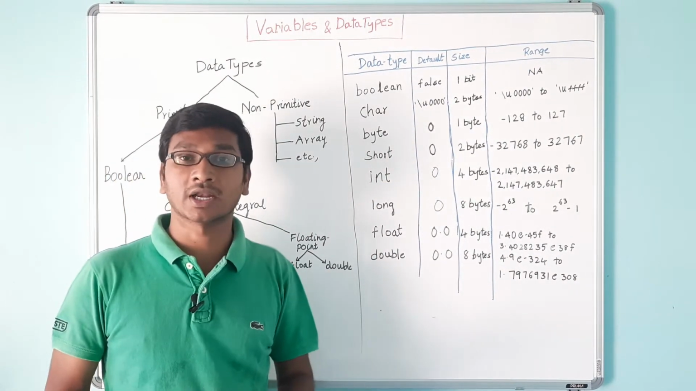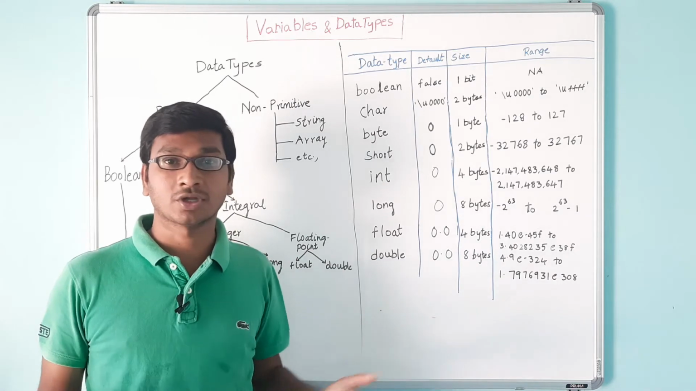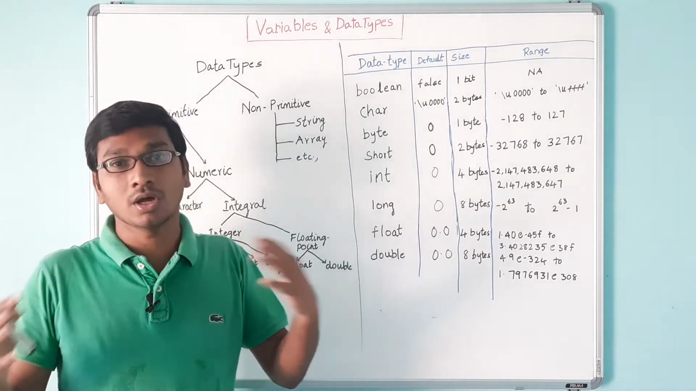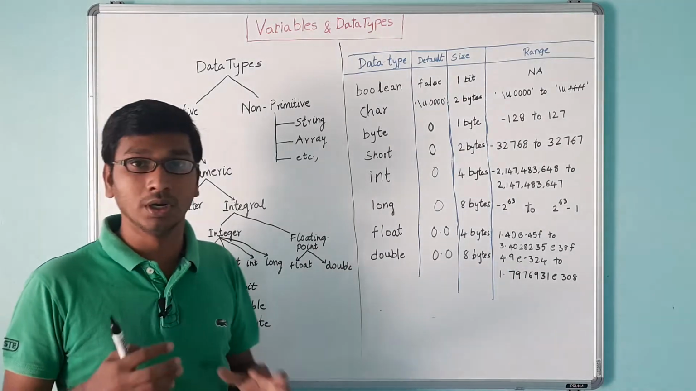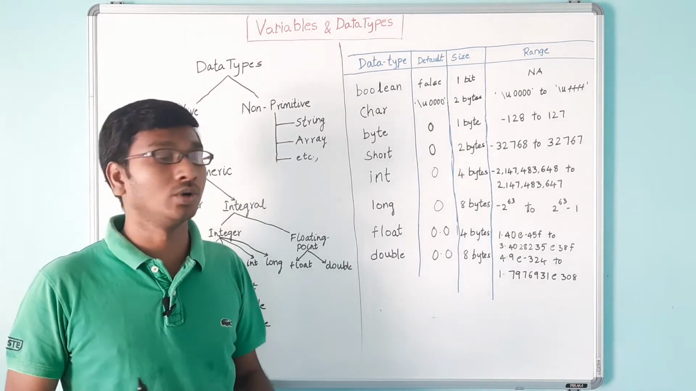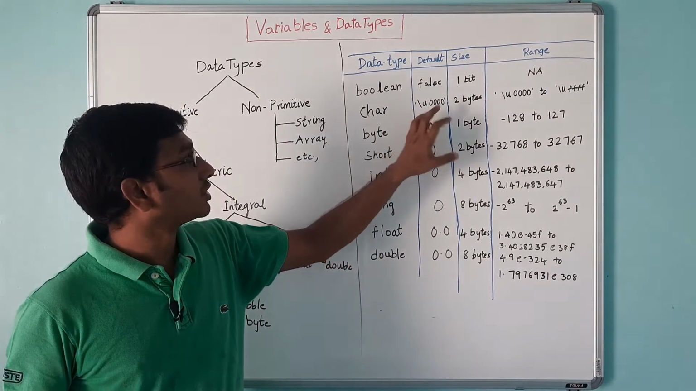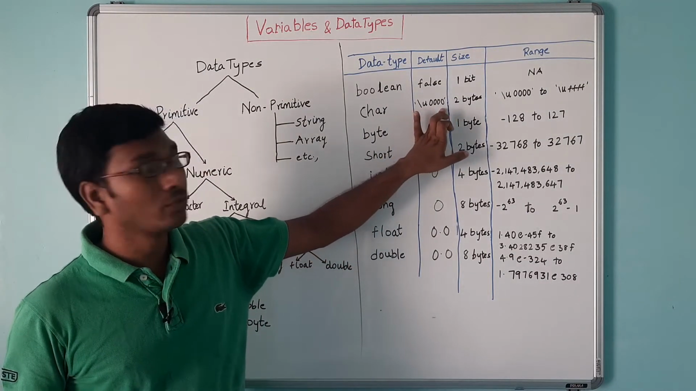So what are Unicode characters? We have many languages across the world, right? And each language has its own alphabets. All the alphabets of all the languages across the world are represented using Unicode, and you can see here, the default value is \u and 4 zeros.